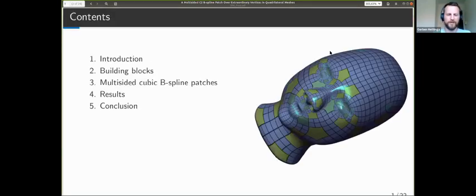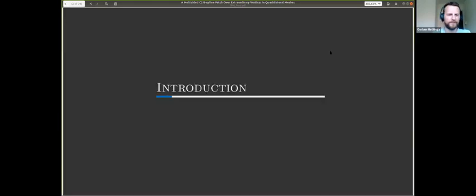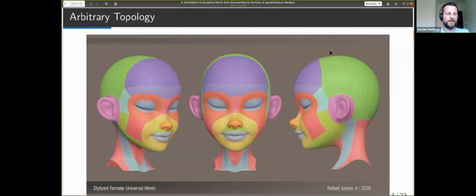Right, so this is what we are going to talk about today. First, I'd like to introduce some building blocks, and then I'll go into the multi-sided cubic B-spline patches, show some results, and then we'll conclude. In arbitrary topology meshes, we have very many regular regions, which for B-splines are not a problem, but problems are introduced when many regular regions meet in an extraordinary point or vertex. And this generally gives problems in the definition of B-splines.